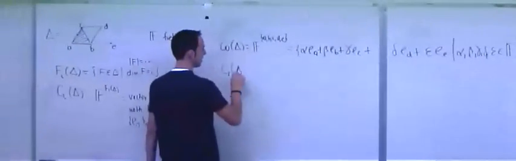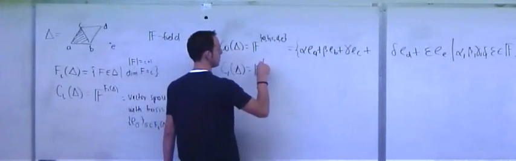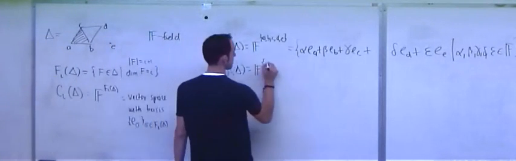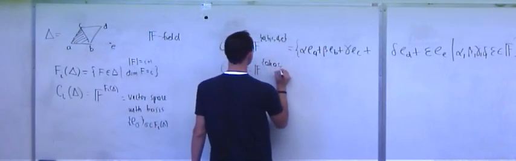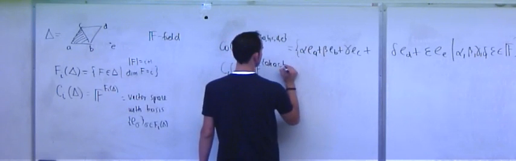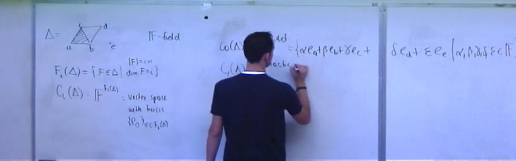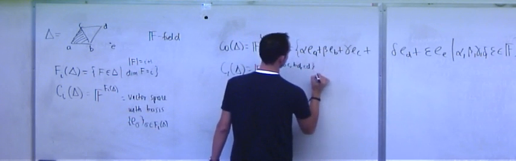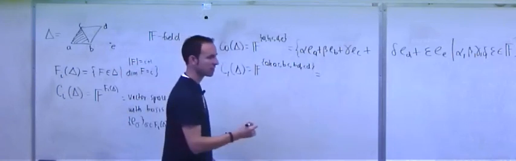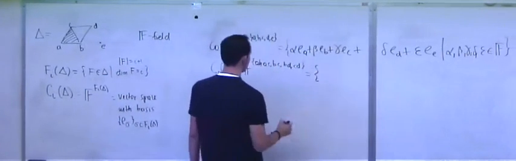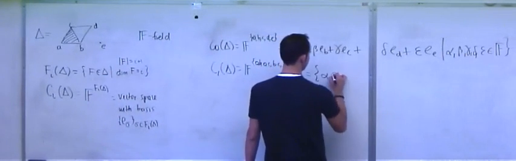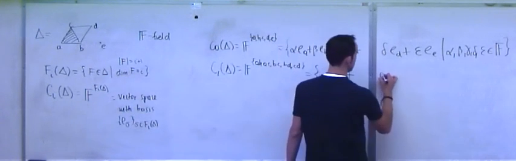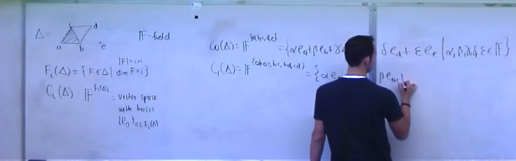So C_1 of delta is going to be F of the edges, AB, AC, BC, BD, and CD. And so again, this is the vector space spanned by these guys. And so I can think of something in here as an element that looks like alpha times e_AB plus beta times e_AC, etc.